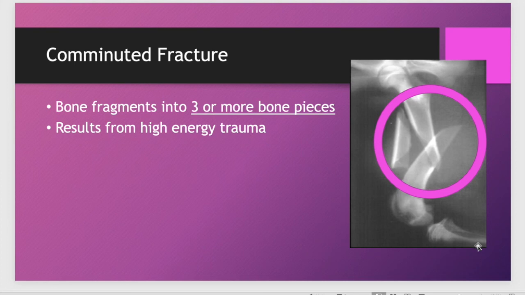Here's the tibia and fibula down here, and this would be the pelvis up here. So here's the ball and socket joint at the hip. That's the top part of the femur. Here's the bottom part of the femur, and then here's the middle part of the femur, totally separated from the rest of it. This would be more common with a high energy trauma, like maybe a car accident or something along those lines.